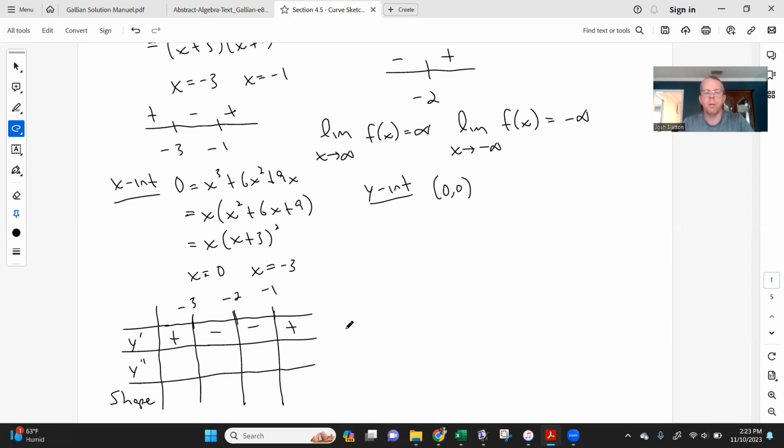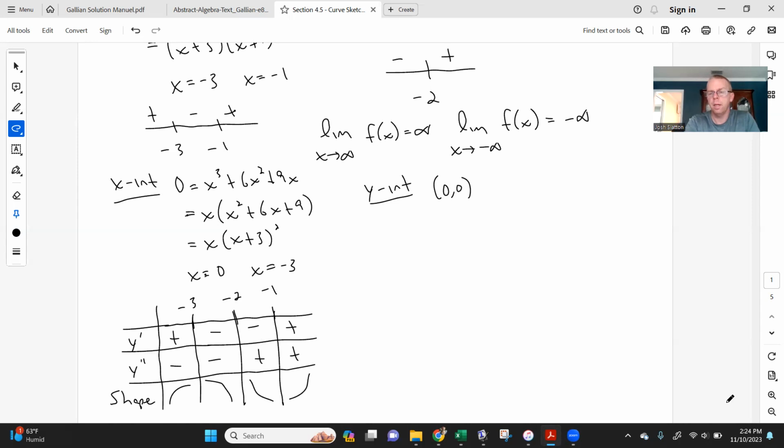All right, so then for the second derivative, we are negative before -2. We are positive after -2. All right, so now this puts all this together, and now we can talk about the shape of the graph. Before -3, the graph is increasing and concave down. So increasing and concave down looks like that. Between -3 and -2, we are decreasing and concave down. It looks like that. Then we are going to be decreasing and concave up. That looks like that. And then after -1, we are going to be increasing and concave up. So that looks like that.